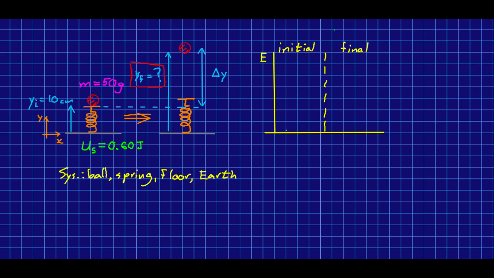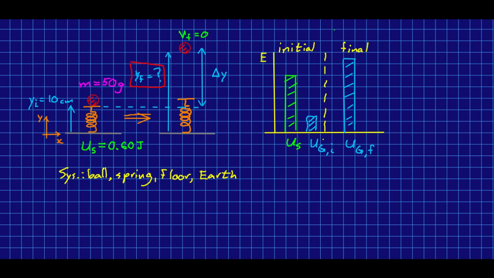Well, initially, there's going to be a lot of spring energy. Also, the ball is a little off the floor, and we've defined the floor as the place where y is 0, so it has a little bit of gravitational potential energy as well. And then at the end, it has no spring energy. The spring is fully extended. It's momentarily stationary at the top, and so it has no kinetic energy either, and so all it will have is gravitational potential energy.